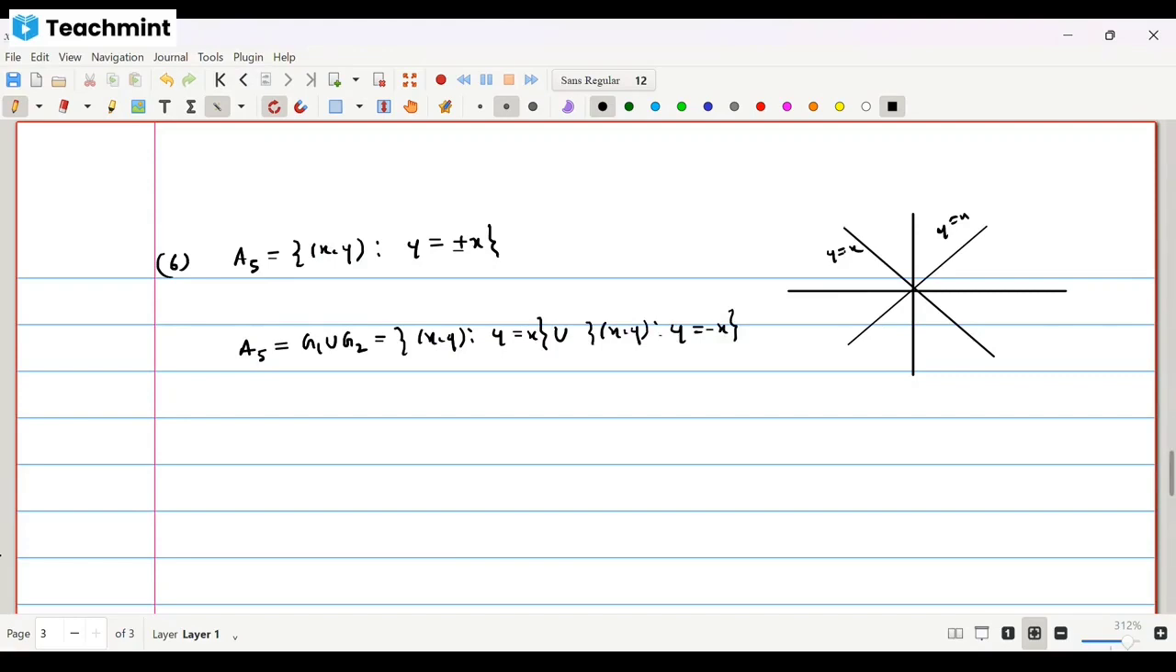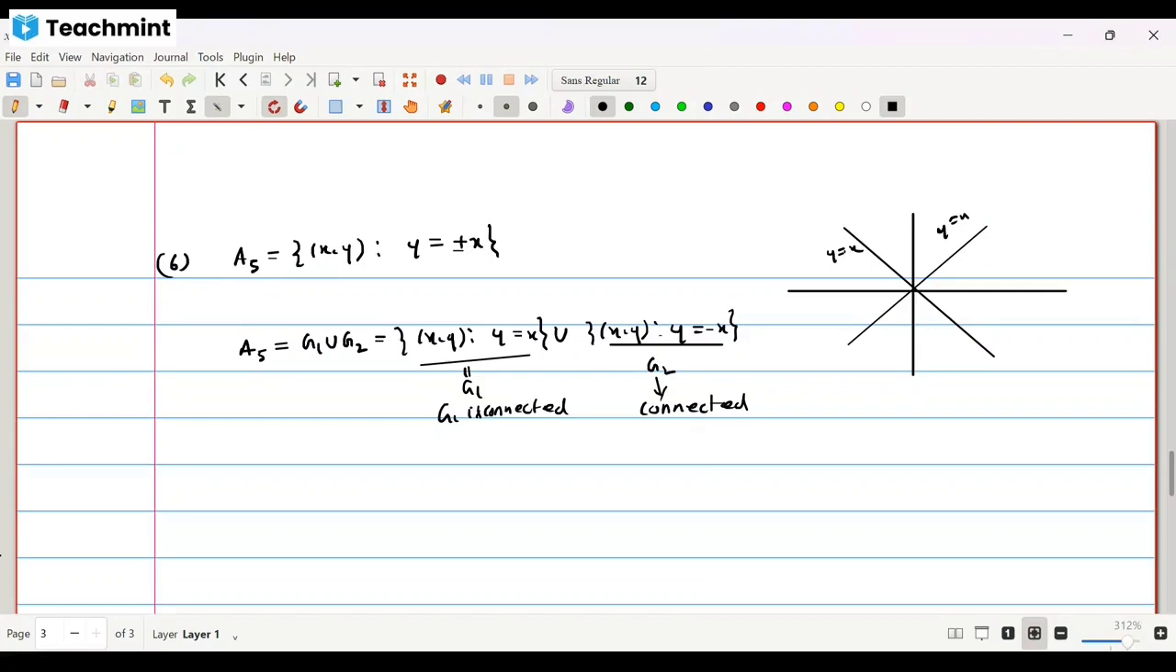Is it okay, sir? We know that every straight line is connected set, right? So this is G1 and this one is G2. So G1 is connected and G2 is also connected, since every straight line in R square is connected. Here m is equal to 1, c is equal to 0, and here m is equal to minus 1, c is equal to 0. So G1 is connected and G2 is connected.